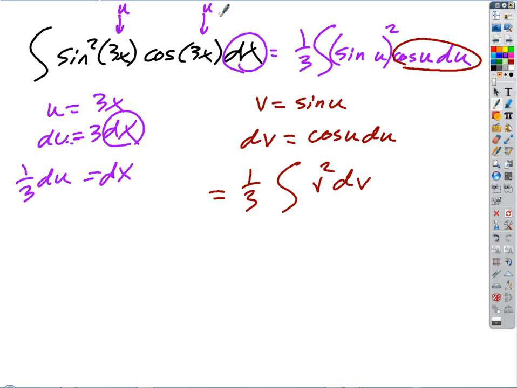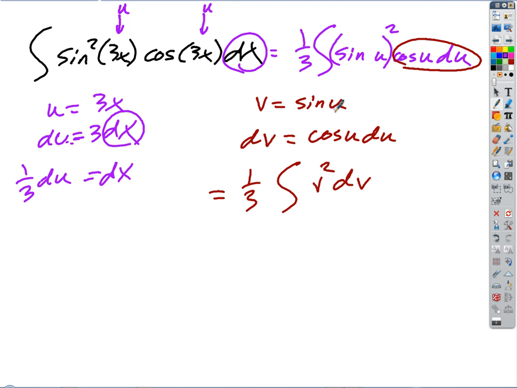Okay, and so then that is not one we can do yet, right? Maybe we could, but it'd be kind of hard. We'd have to expand this thing out, and we can do it much easier by making another substitution. So we could say, okay, what's the inside function there? Well, it's the sine of u. Let's make another substitution, a v substitution, where v is going to become sine u.